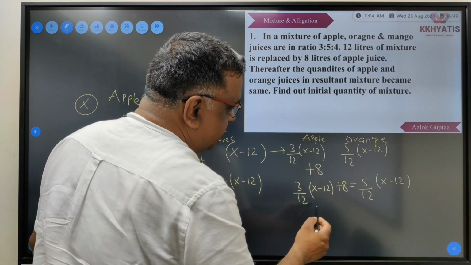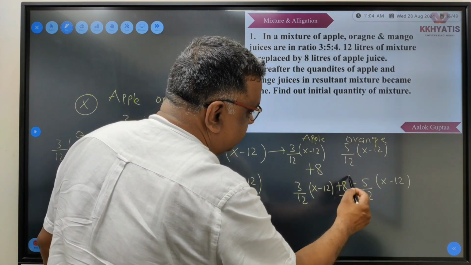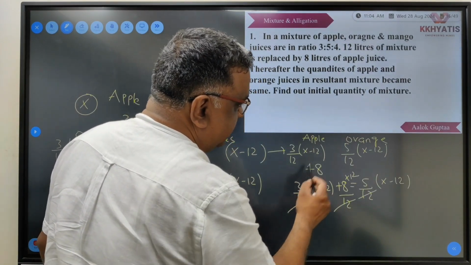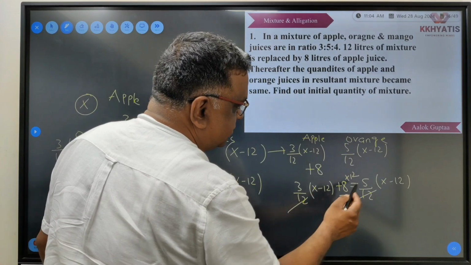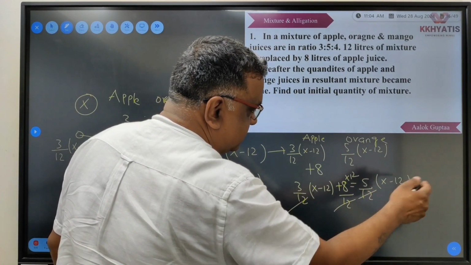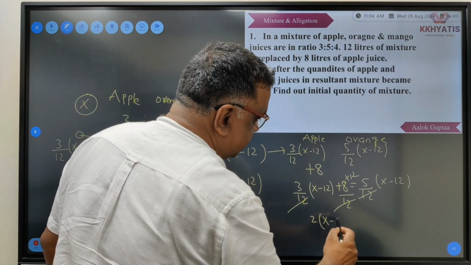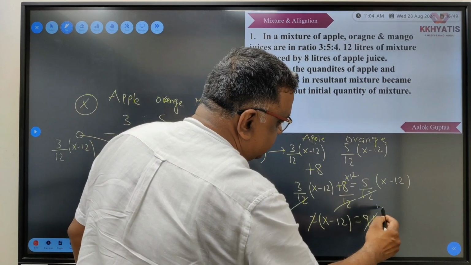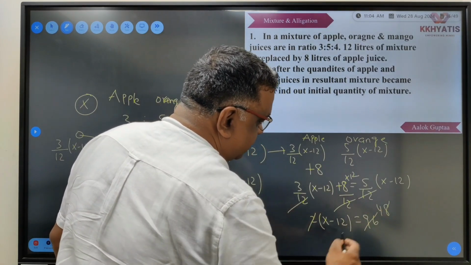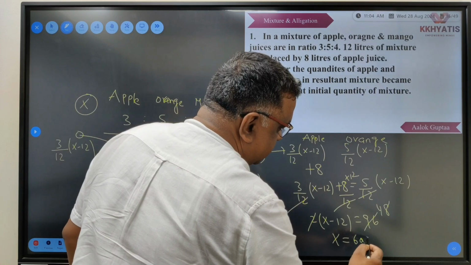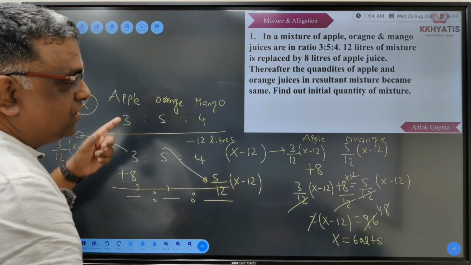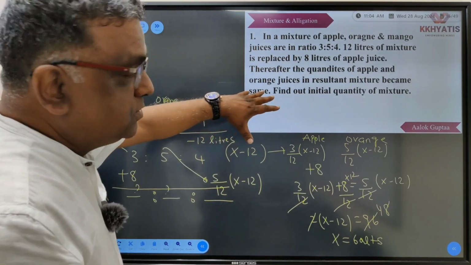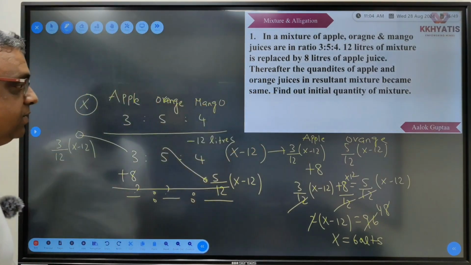Now I'm going to take the LCM here. So 12/12. So here I'm going to cancel all 12. This 3 times X minus 12, so 5 times X minus 12 minus 3 times X minus 12 is 2 times X minus 12, which equals 96. If I cancel, 48. X minus 12 is 48, so X becomes 48 plus 12. So X was the initial quantity of mixture, that was 60 liters, and that's what we've been asked to find. Okay.